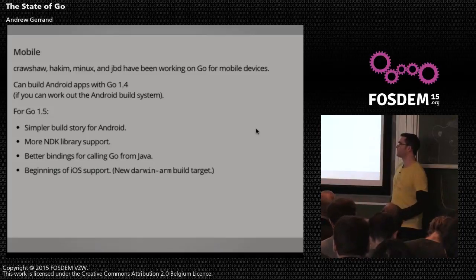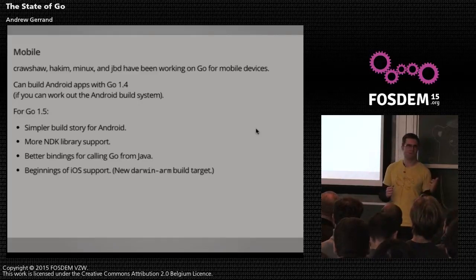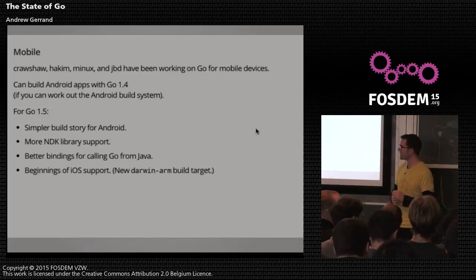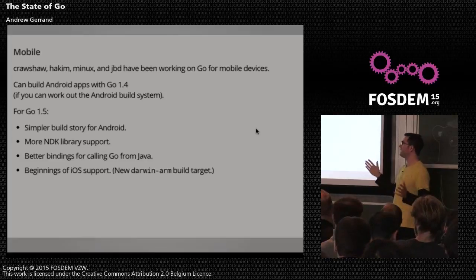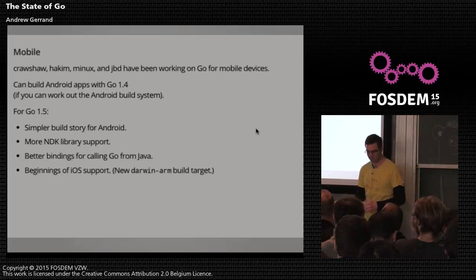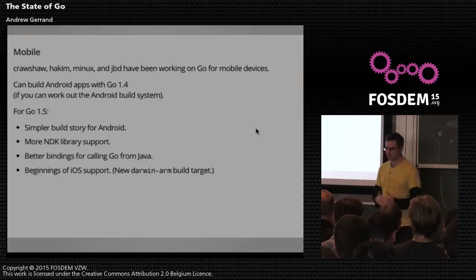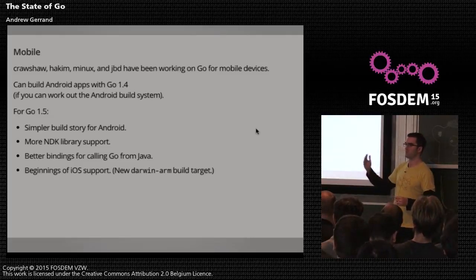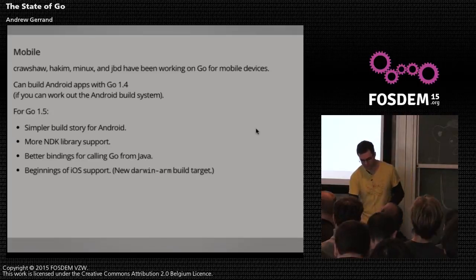So in 1.5, we hope to have some tooling to make the build story much more straightforward and much more sort of Go-like. You know, you write your code and then hit build and it works. Is that a rough approximation? Yeah, let's say that. Let's say that's going to happen. Yeah, better support for accessing more of the NDK, more of the Android APIs, better conventions and bindings for calling Go from Java. And also iOS is really exciting. So there's actually been an iOS port that's kind of been going along in the background for several years now, but we're actually looking at merging that into the core for Go 1.5. So that's really cool.